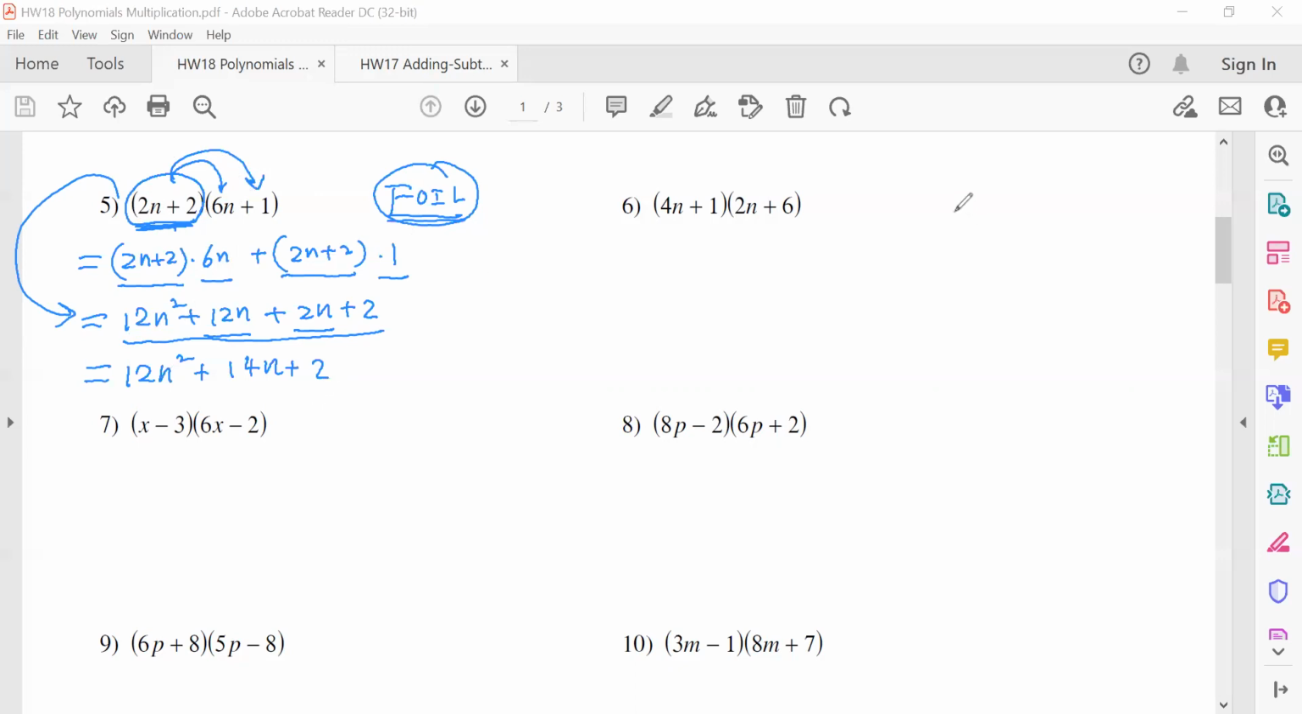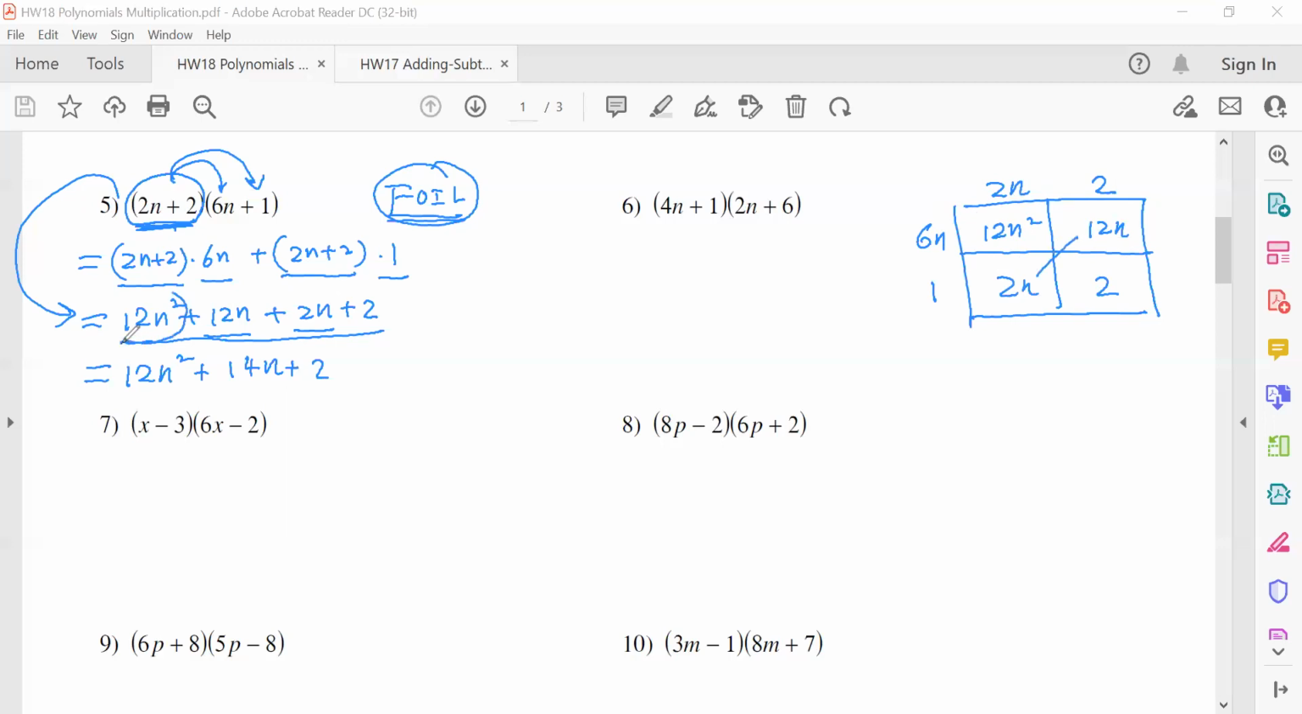Of course, you can use our earlier method, the rectangular area method. First is 2n, and here is 2. Here is 6n, here is 1. So this rectangular area became 12n squared. This rectangle here is 6n, so you get 12n. Here we got a 2n, here we got a 2. You can see these two are like terms.